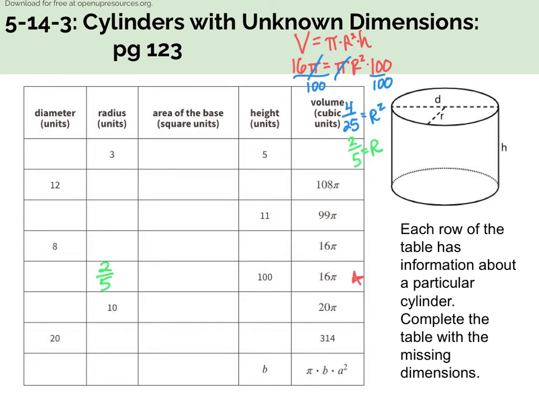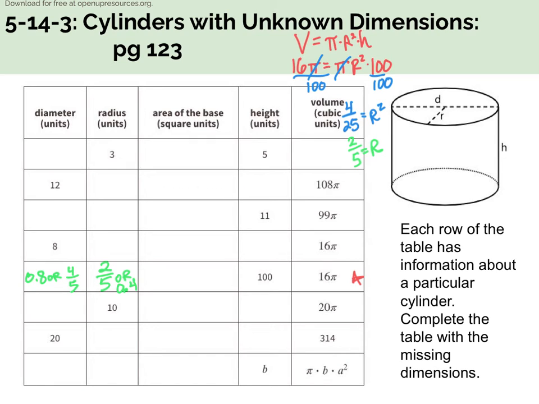Which we can also say, if we do 2 divided by 5, is 0.4. And then our diameter is going to be 0.4 plus 0.4, so 0.8. Or if we add 2/5 plus 2/5, we're going to get 4/5. Okay? And then let's find the area of the base.